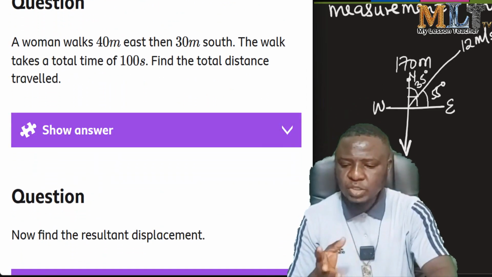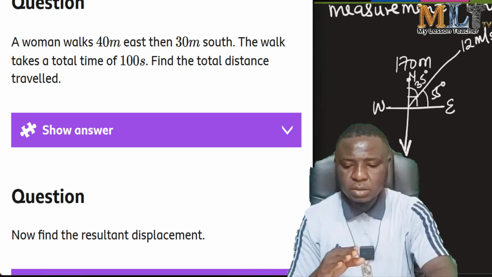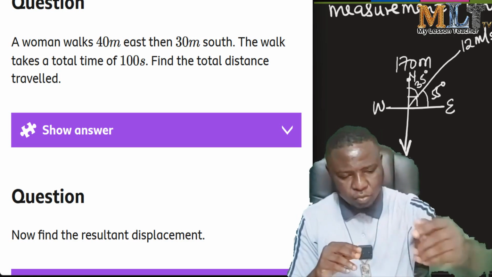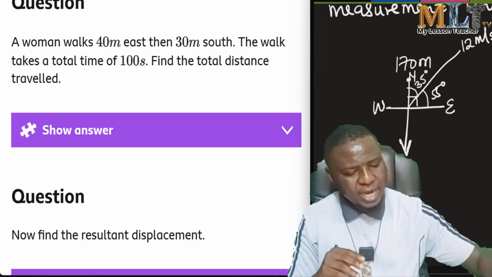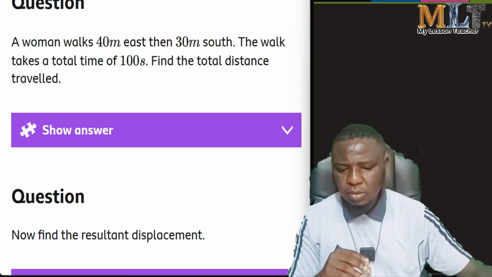Question 1 says, a woman walks 40 meters east, then 30 meters south. The walk takes a total time of 100 seconds. Find the total distance traveled. So let's go to the board and work that out.